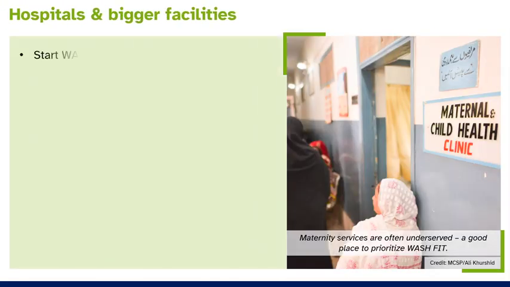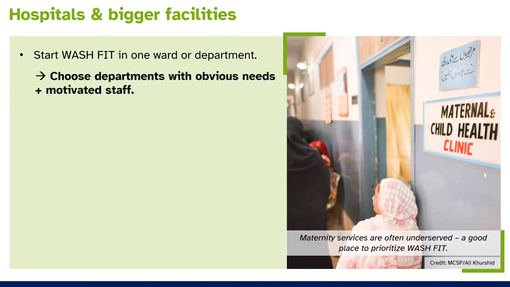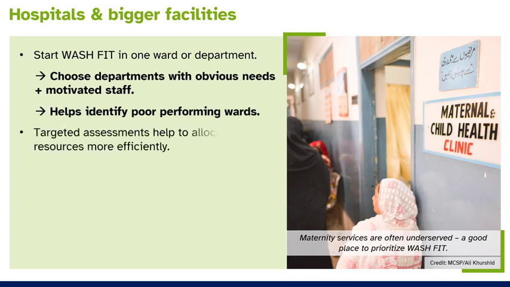You can also start the washpit process in one ward or department, particularly with those with clear needs and motivated staff, before expanding to the full facility. This can help identify poorly performing wards. These more targeted assessments will help you to allocate resources more efficiently.